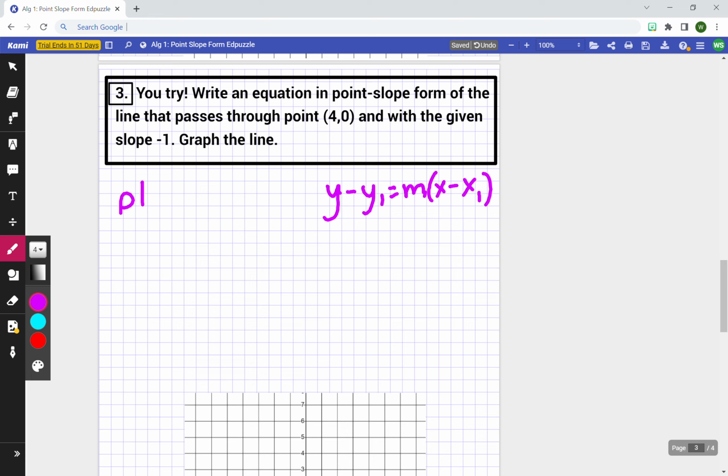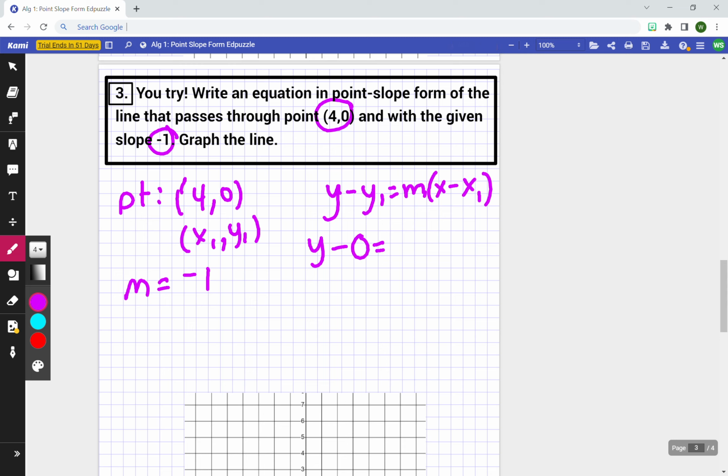So our point will be (4, 0). And I always like to say x1, y1, so I know what numbers I'm using and plugging in. And then our slope, m, is equal to -1. So we can plug in both the x and y as well as our slope into the equation. So we have y minus our y1, which is 0, equal to our slope, -1, times x minus our x1, which is 4. And that's all the information that we need to create our point-slope form.